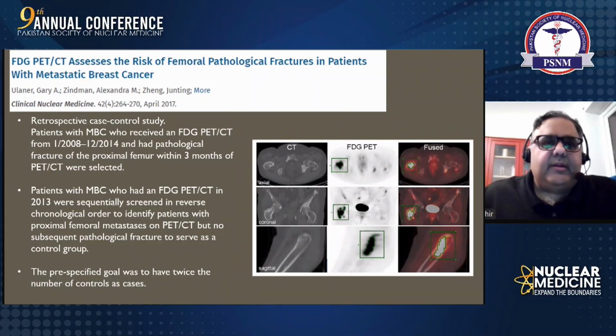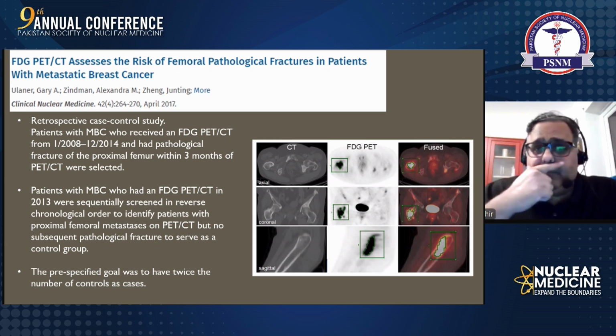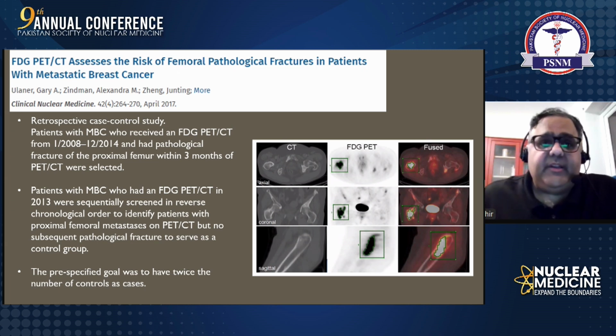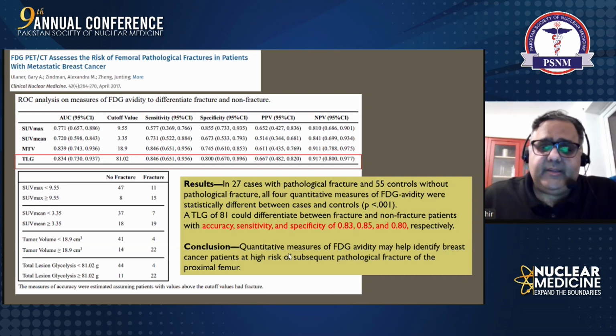I'll be quick. So this is a paper about the role of FDG PET-CT in assessment of femoral pathological fracture risk. In this study, they look at the glycolytic component of a metastatic lesion in the femurs. And they basically said the quantitative measures of FDG avidity may help identify breast cancer patients at risk. They came up with a TLG cutoff of 81, which has accuracy, sensitivity, and specificity around 83% to 80%.